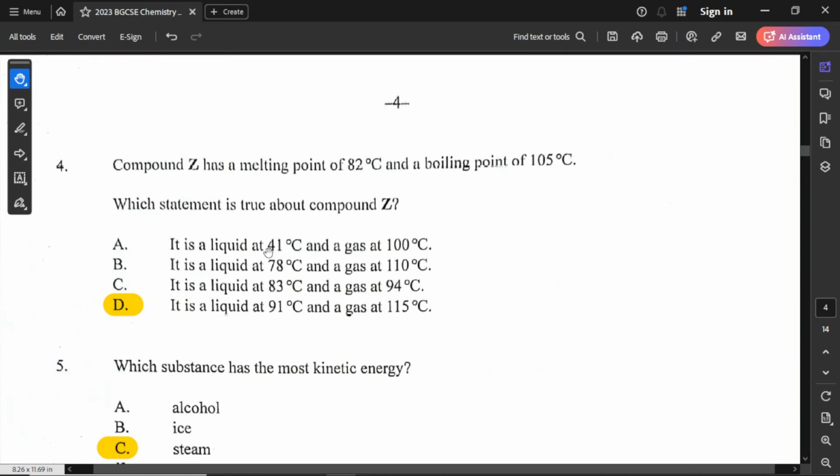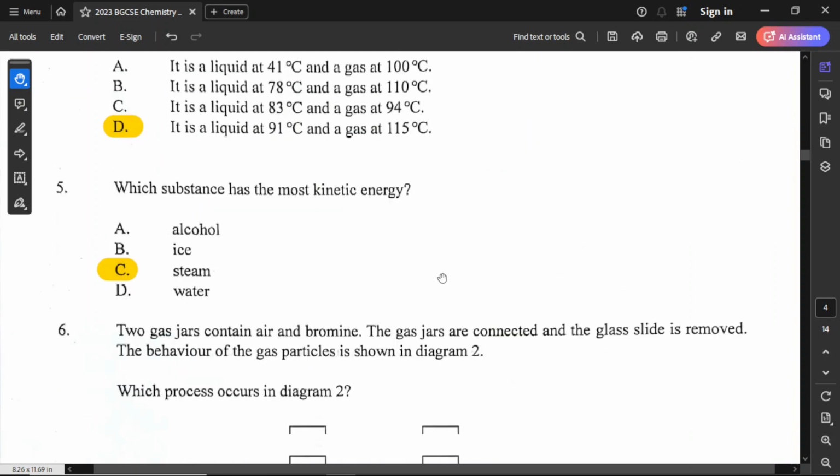A and B are not good because before 82, it is a solid because it melts at 82 degrees Celsius. If it boils at 105 degrees Celsius, that means anything between 82 and 105 will be a liquid. Above 105 will be a gas. So it will be a gas at 115. So D is the correct answer.